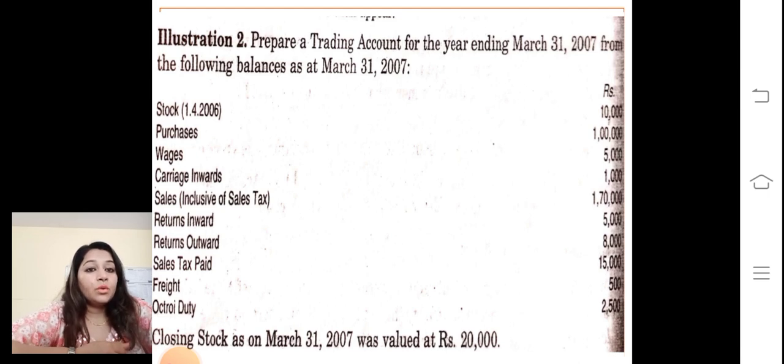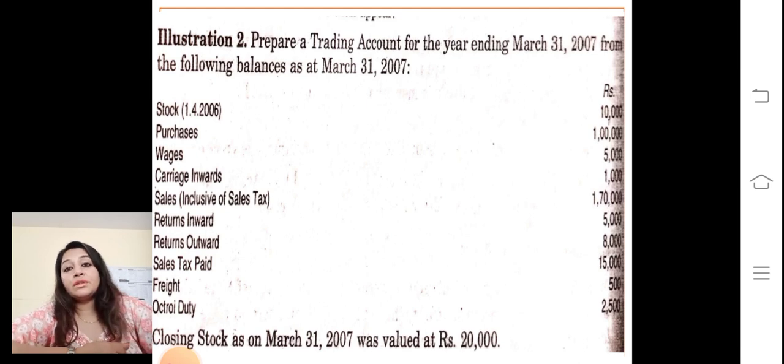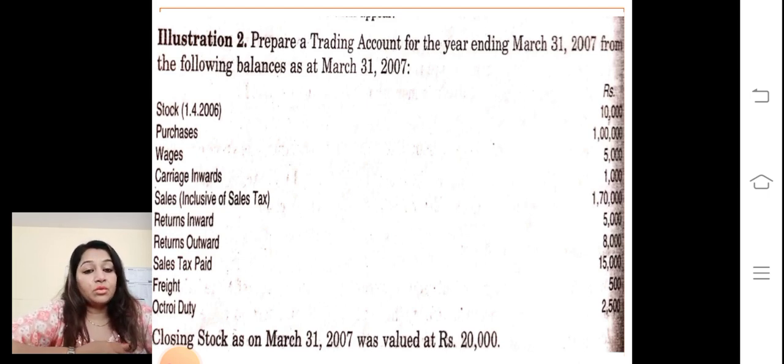This is a question. We need to prepare a trading account. Stock on 1st April, which is the opening stock, 10,000; purchases 1 lakh; wages 5,000; carriage inward 1,000; sales 1,70,000; return inward 5,000; return outward 8,000; sales tax paid 15,000; freight 500; octroi duty 2,500. Based on this information we need to prepare the trading account. The last additional information is that the closing stock as on 31st March is 20,000.